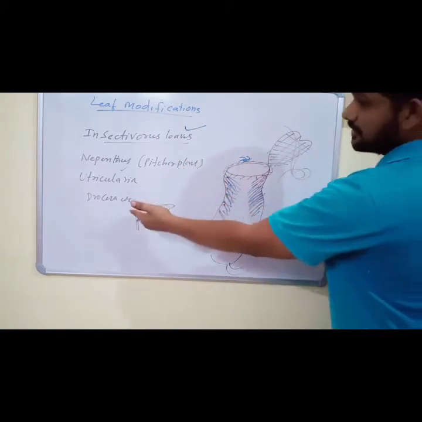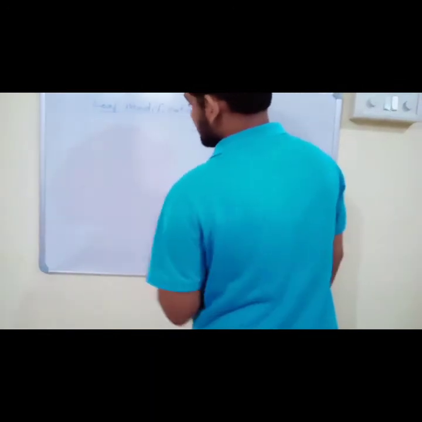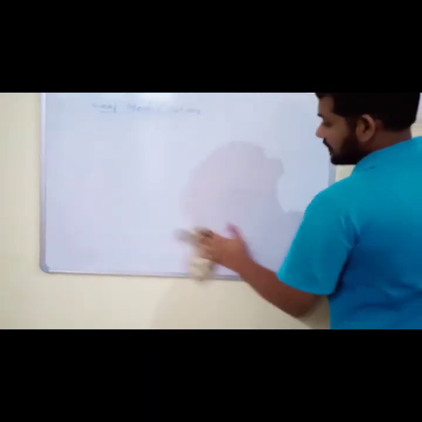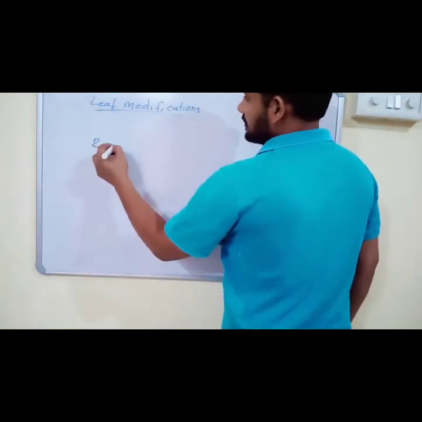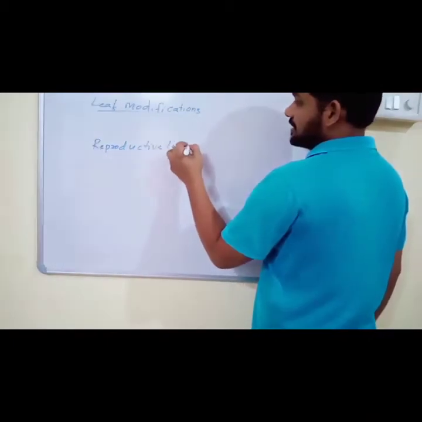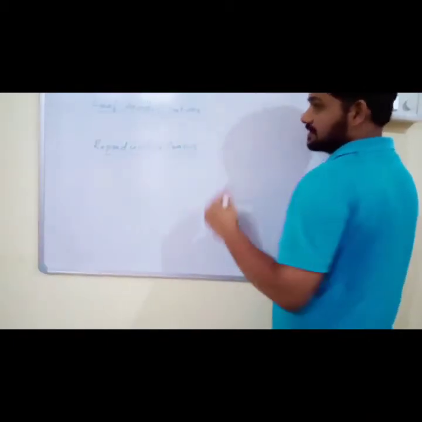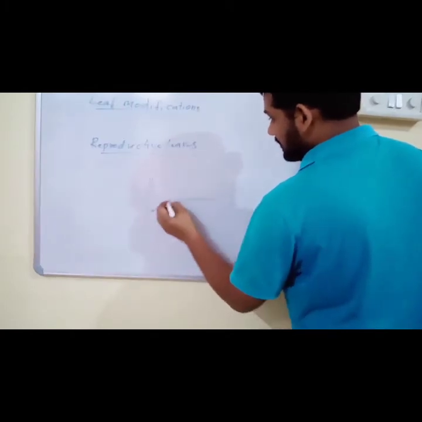Examples: Nepenthes, Utricularia and Drosera. And the last leaf modification is reproductive leaves. Leaves of some plants take part in reproduction, hence they are called reproductive leaves.